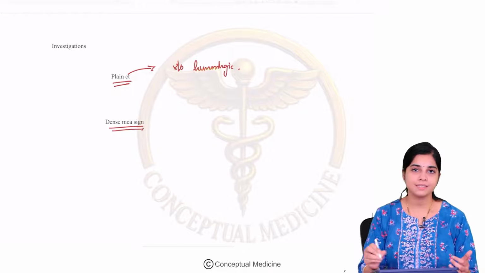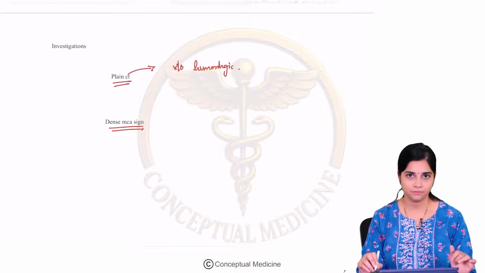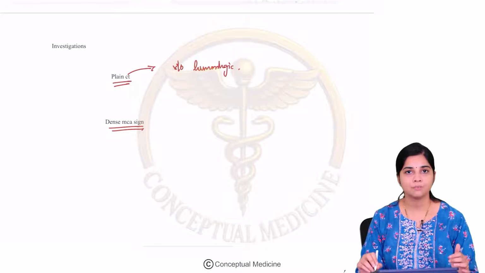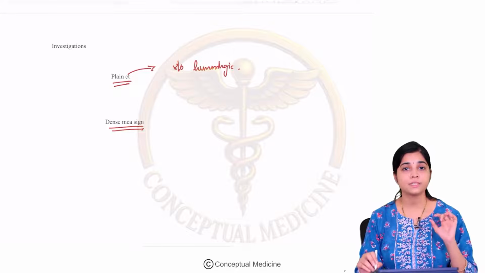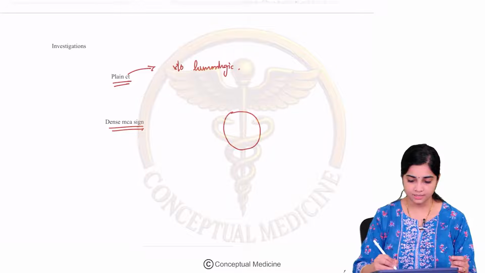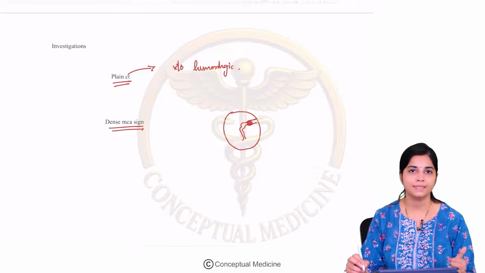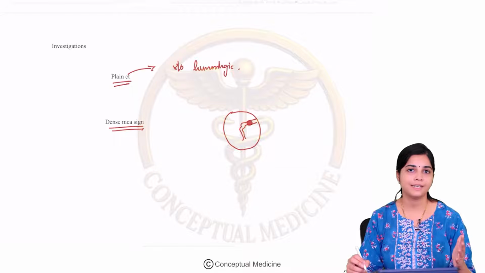Then in the plain CT, if there is a thrombus, there is a specific sign that you should be aware of. Whenever you do a plain CT and if there is a thrombus in the MCA, you get something called the dense MCA sign. When you take the coronal section, this is your MCA and you find a bright spot within the MCA territory, and this is what we call the dense MCA sign, which is one of the identifying signs on the plain CT.